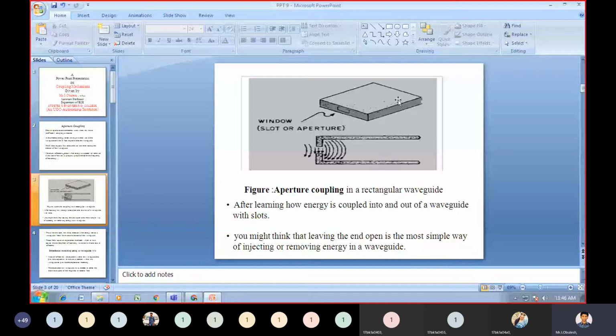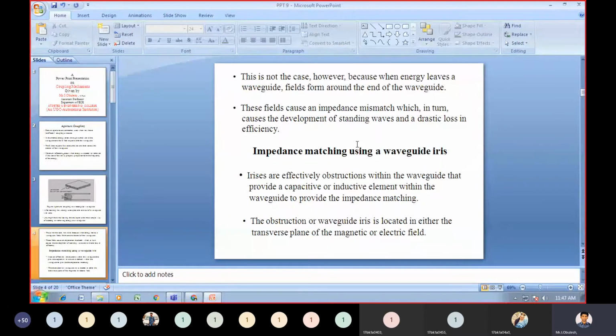you might think that leaving the end open is the simplest way of injecting or removing energy in a waveguide. However, this is not the case.